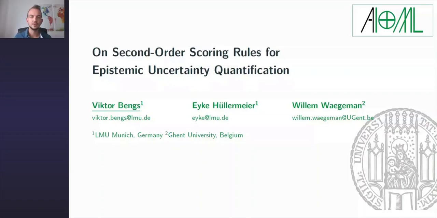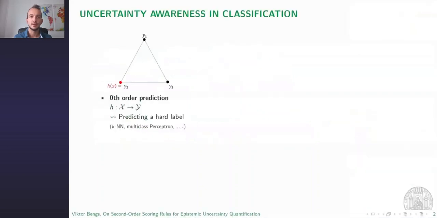Hi, and welcome to my presentation about second order scoring rules for epistemic uncertainty quantification, which is a joint work with Eike Hüllermeier and Willem Waegeman. So in our paper, we are interested in predictive uncertainty in machine learning and have a special focus on the different types of uncertainty awareness of a learner.